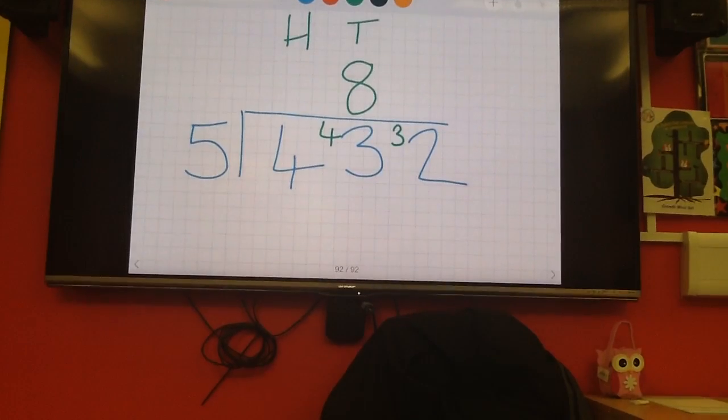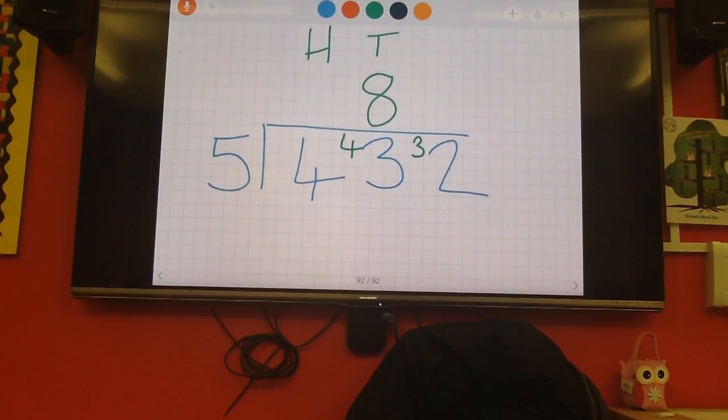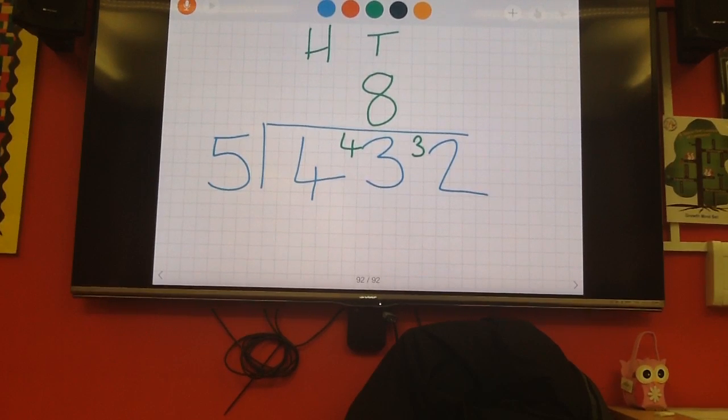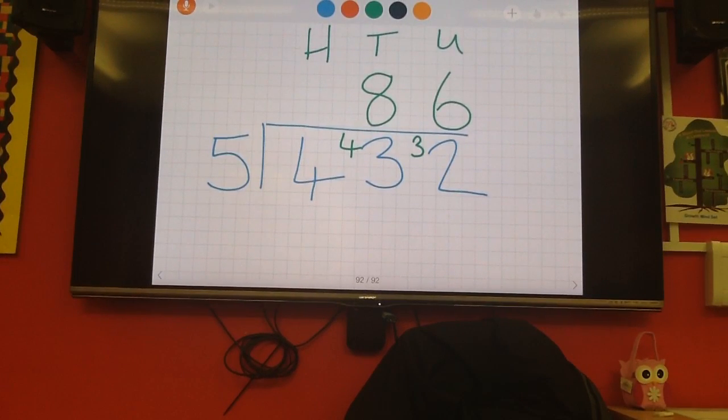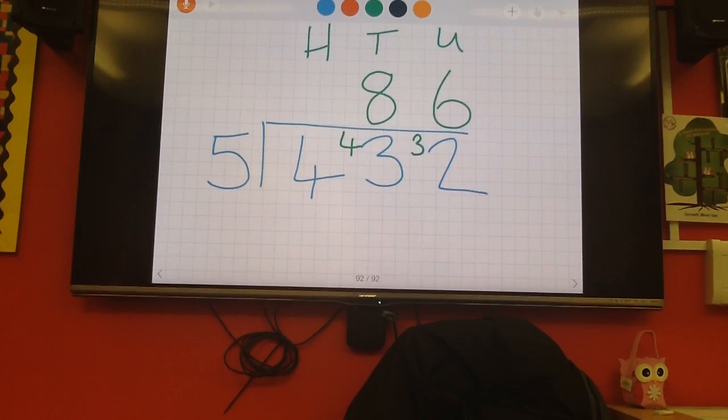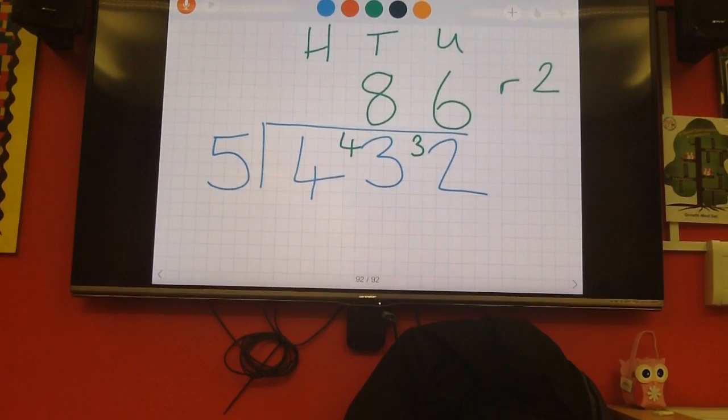We then would count how many 5s there are in 32, using our 5 times table again. 5, 10, 15, 20, 25, 30. We can't go up to 35 because it's too large, so we place a 6 in the units column. However, we still have 2 units left over. So beside the 86, we put an R, standing for remainder, and then 2 next to it. So our answer here is 86 remainder 2.